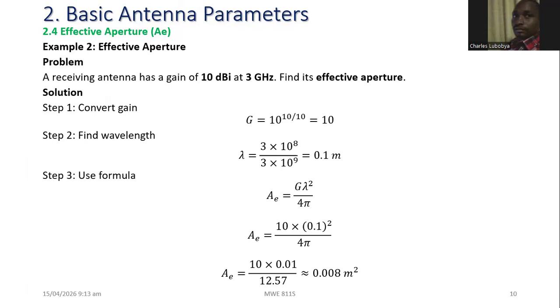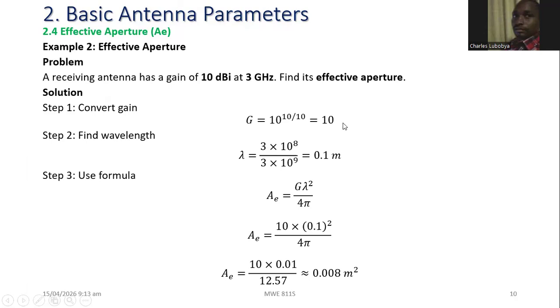So the first step in trying to solve this is to convert gain, right? You convert gain into a linear scale: take the antilog of that 10 dBi, and you get 10. Step number 2, find the wavelength, which is calculated from the speed of light divided by the frequency. The frequency in this case is 3 gigahertz, that is 3 times 10 to the power 9. And the speed of light is 3 times 10 to the power 8. When you divide that, you get 0.1 meters as your wavelength.